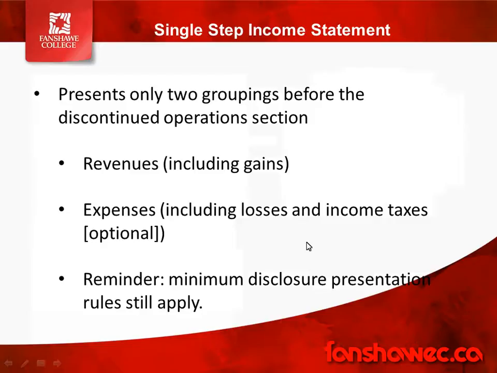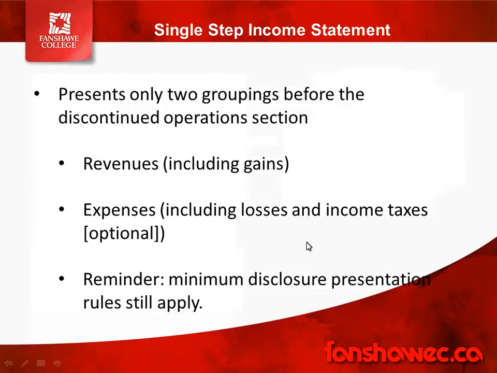One thing to keep in mind is that minimum disclosure rules still apply. So what you read in the chapter with regards to minimum disclosure, needing to show your cost of goods sold separately, needing to show your sales revenue separately, needing to show interest expense separately, how we group, whether it's by nature or by function, those rules can still apply. But again, you only have two sections, revenues and expenses.